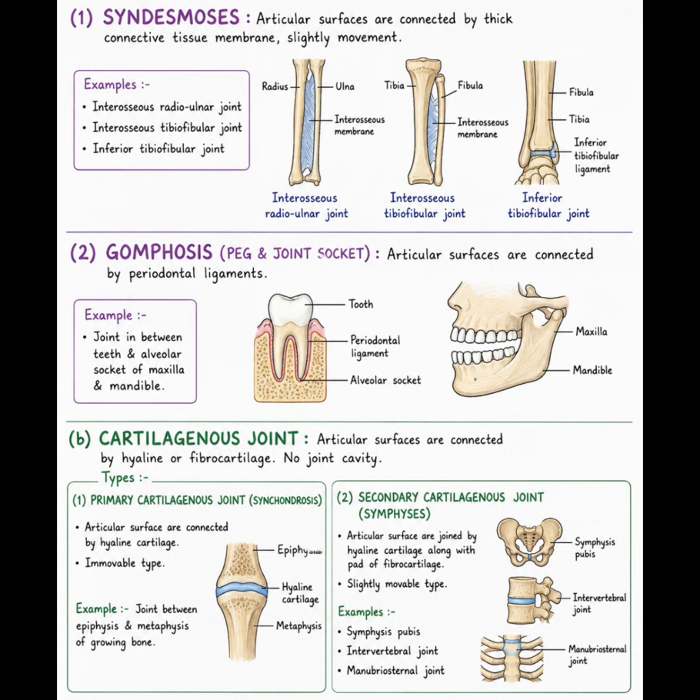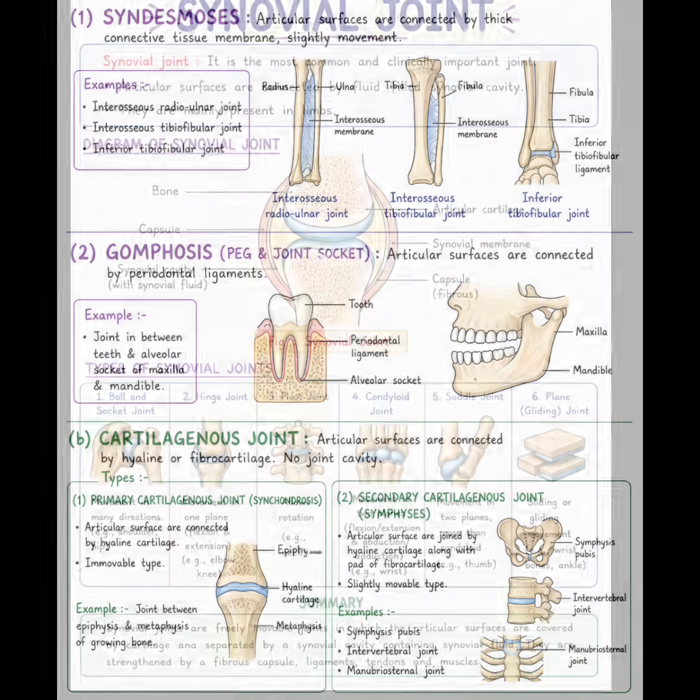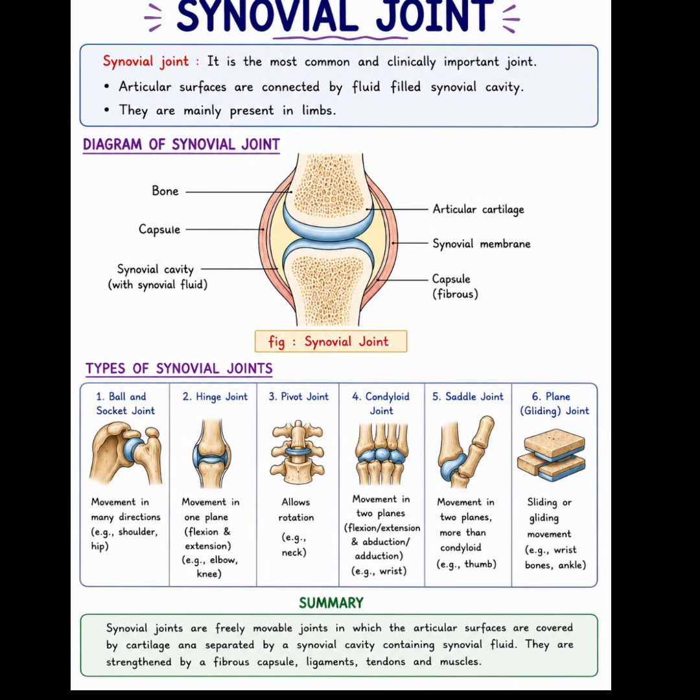The example includes symphysis pubis, intervertebral joint, etc. Now let's discuss the most common and clinically important joint, that is synovial joint. The articular surfaces of the synovial joint are connected by the fluid-filled cavity called the synovial cavity. They are mainly present in limbs.